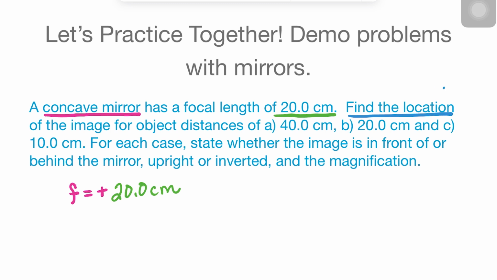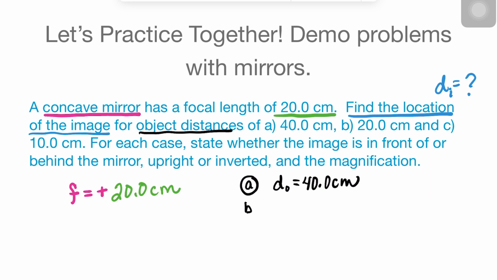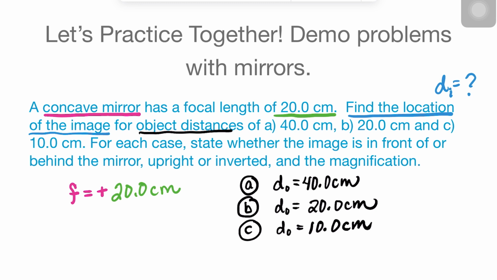What we're going to be looking for in this problem is the location of the image. So that's DI. And the problem gives us three different parts. So we're going to find DI three times. And we are given object distances. So we are going to identify the variable that is D sub O, and we're going to do parts A, B, and C. So three different object distances.